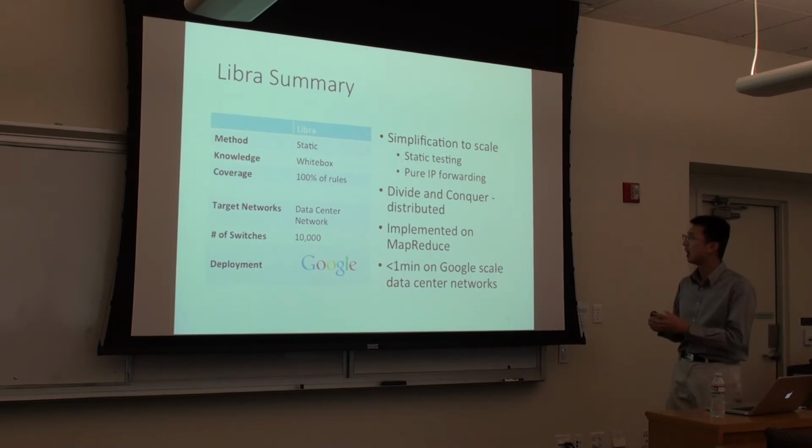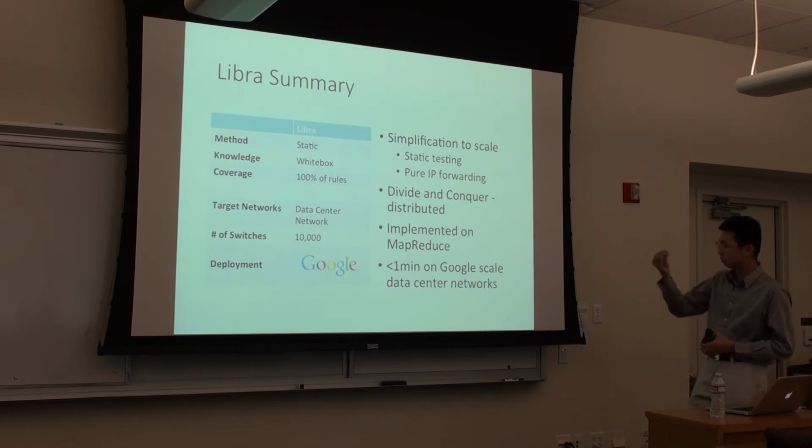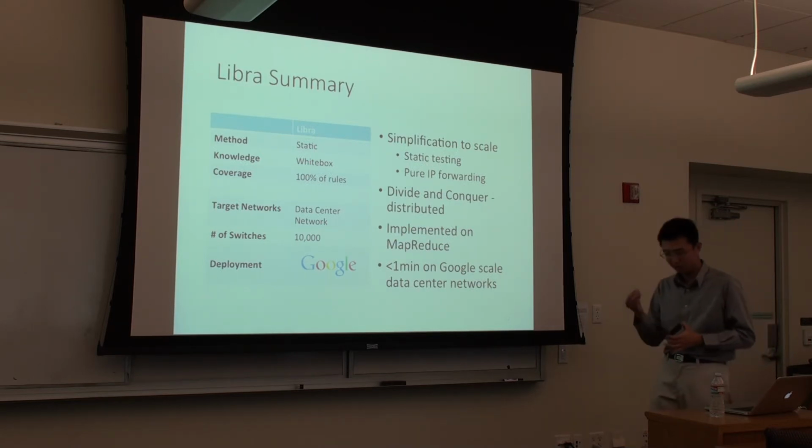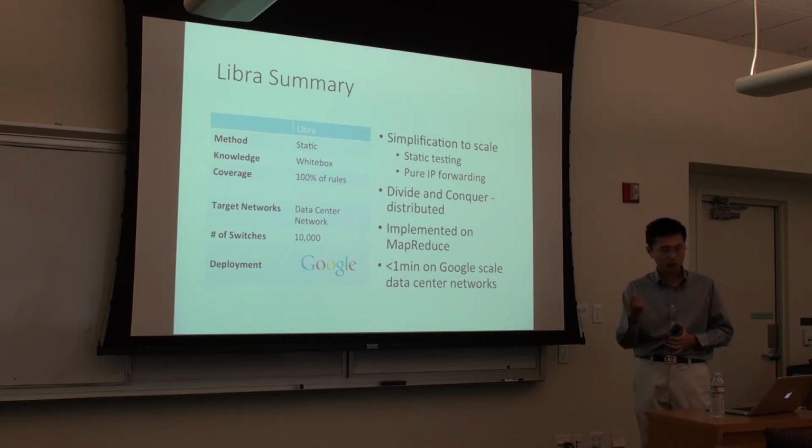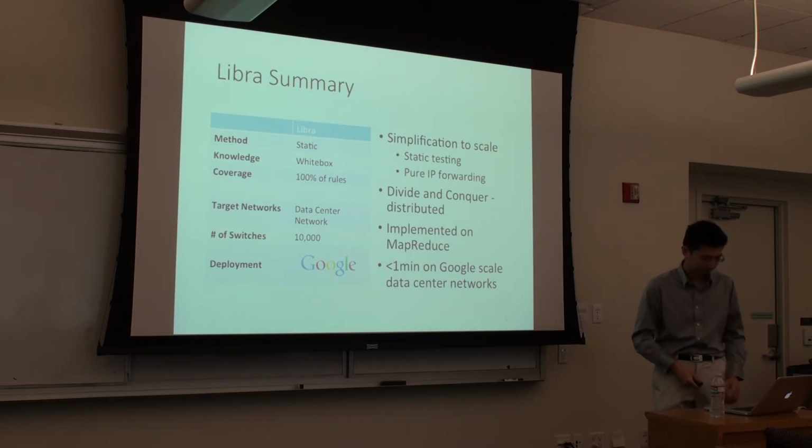And Libra does this with a divide and conquer algorithm. Libra can do this static testing with a distributed algorithm in a distributed fashion. And Libra can be implemented on MapReduce. And for Google scale data center networks, Libra can check the loop detection within 1 minute.